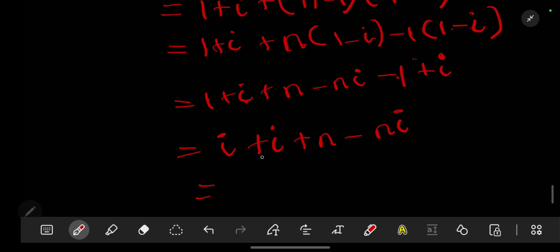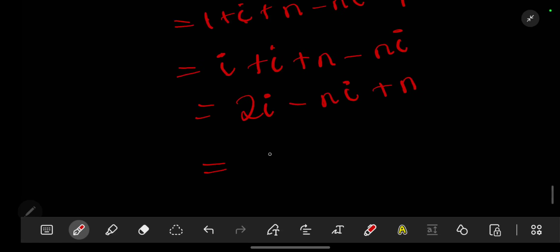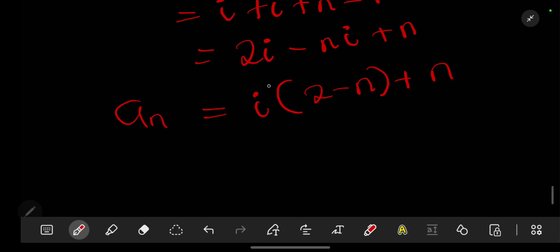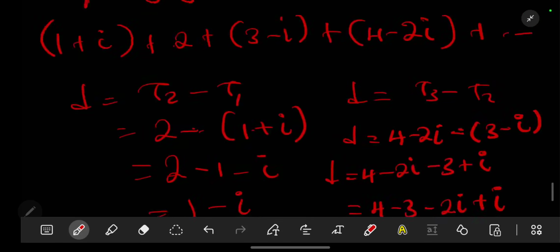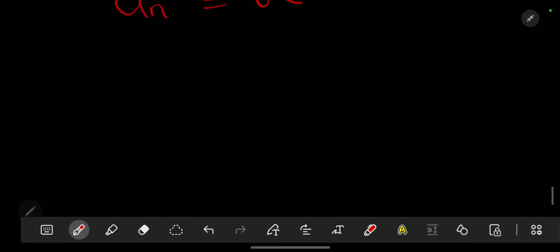This gives us i plus i is 2i. Then we have minus ni, so that we have like terms for that. Then we have plus n. So there we are going to factorize. So we have i is common. Then we are remaining with 2 minus n. Then we have plus n, like that. So this is the equation, the nth term. Now why is i outside? We want i to be outside because all these terms have got i, like that. So we want it to be outside.